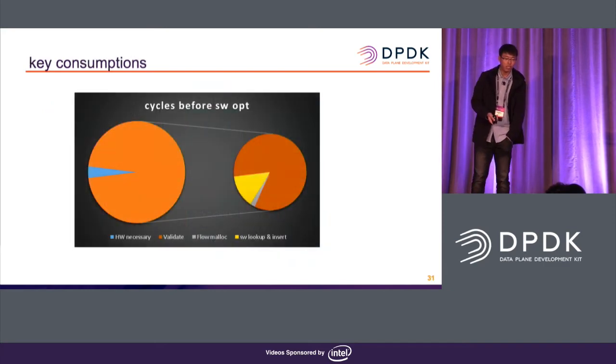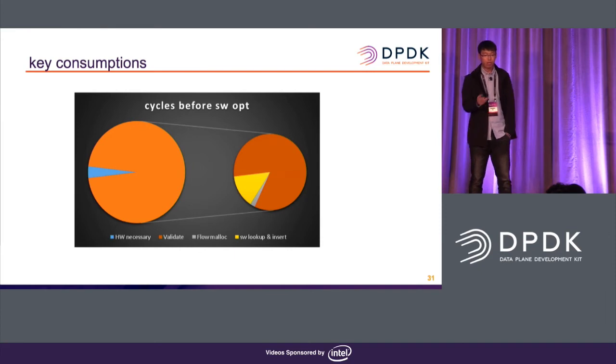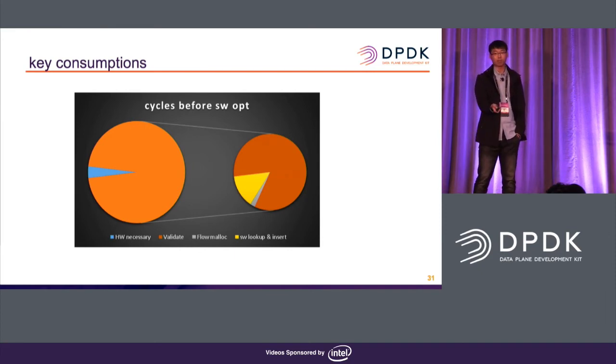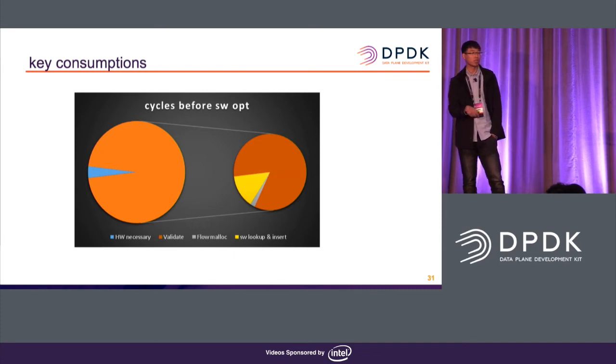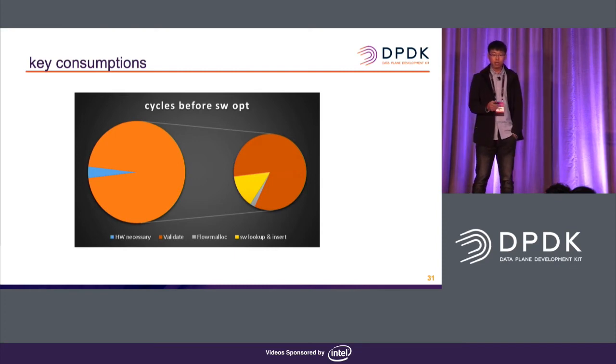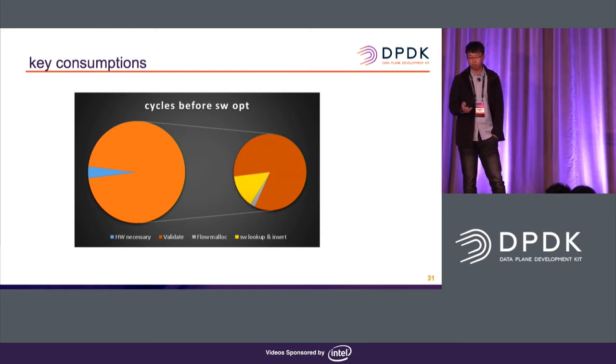Here are the key consumptions. We can see that the validate function takes most of the time, but I will introduce how to optimize it at last. Let's see what else we can do to optimize the other parts.